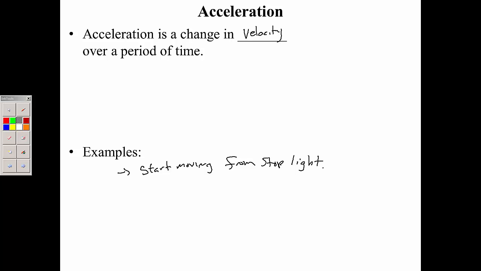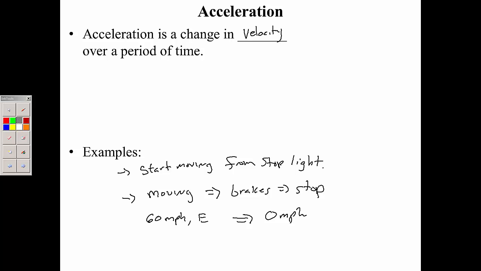It's a change in velocity over time, and it doesn't necessarily need to be the velocity increasing. If you are, say, moving and then you apply the brakes and then you come to a stop, you've gone from, say, traveling 60 miles per hour to the east to 0 miles per hour. You have changed your velocity, therefore you have accelerated.